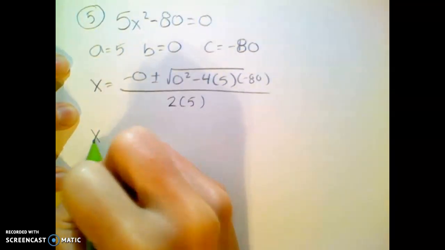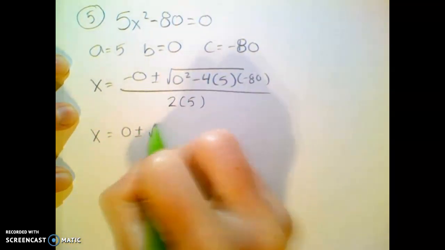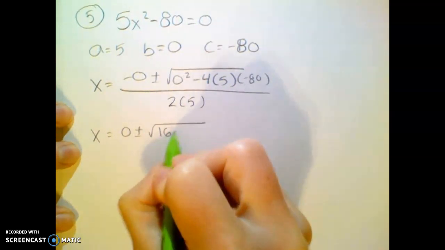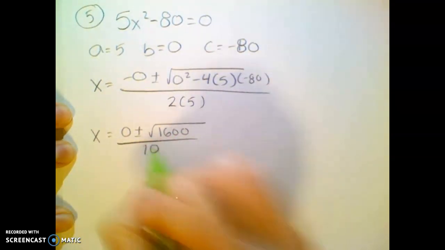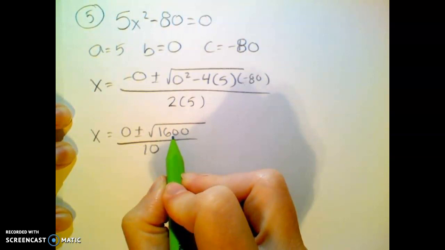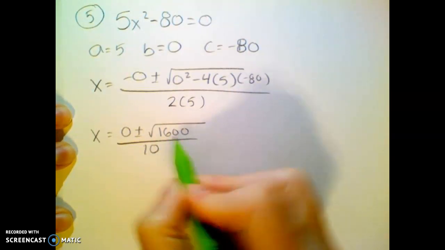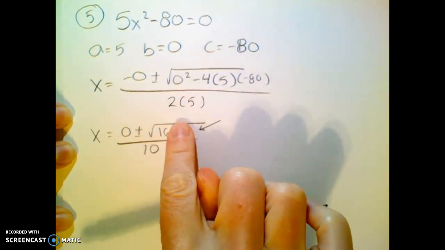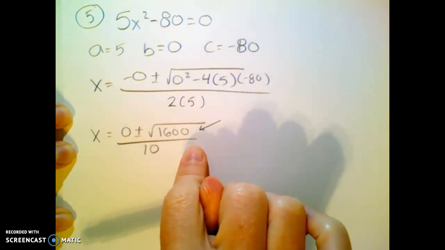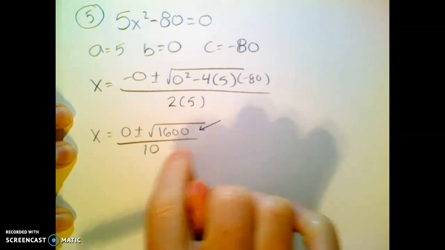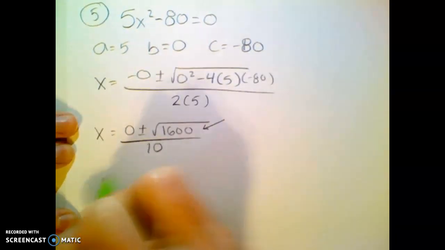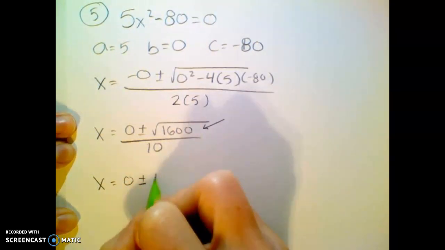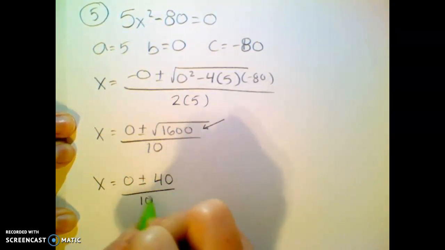So this one I can already see is going to give me some positive answer. Doing that math, I got 1600 over 10. Okay, so discriminant is positive, meaning two real solutions. Also, 1600, hopefully you know, 16 is a perfect square and add 2 zeros. So 1600 is going to be a perfect square, so this guy is obviously factorable. Okay, so x equals 0 plus or minus square root of 1600 is 40 over 10.